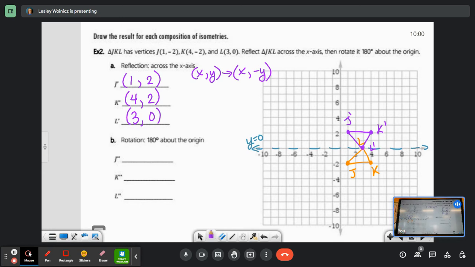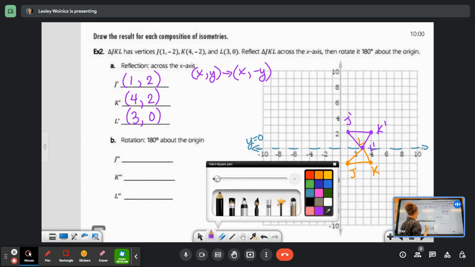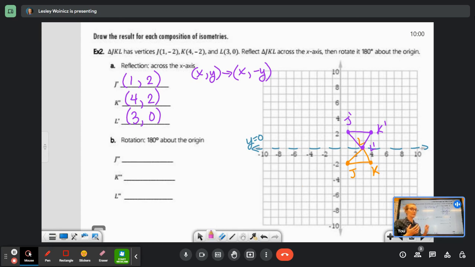Okay, now we need to rotate that 180 degrees about the origin. It doesn't matter which way we go 180 degrees because they have the same rule. So we can go clockwise or counterclockwise. In my head, I'm going to be going counterclockwise because that's the positive direction for math. Remind yourselves of the rule. x and y map to, keep them in the same spots, change their signs. The opposite of x and the opposite of y.